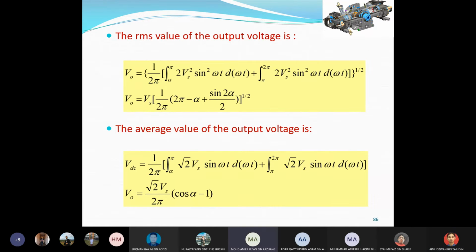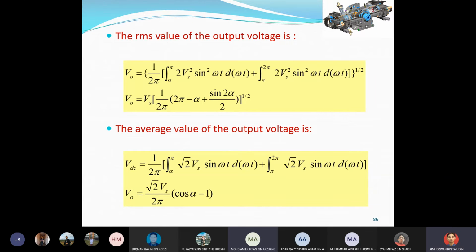RMS ni, sana rata. Macam mana? Sekejap. Saya pun tak tahu macam nak terang, tak faham.